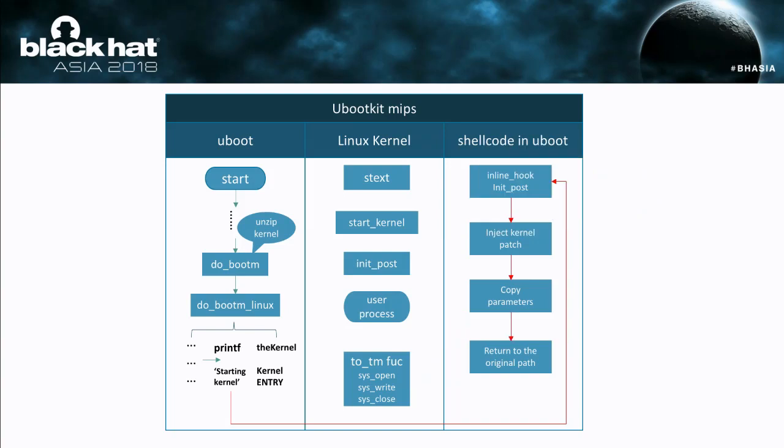The fourth is to return to the original path. After a series of precise modifications, UbootKit needs to return to the original path. Now, UbootKit has controlled and infected the device. Before jumping to the user space, init_post will call the modified TOTM function.